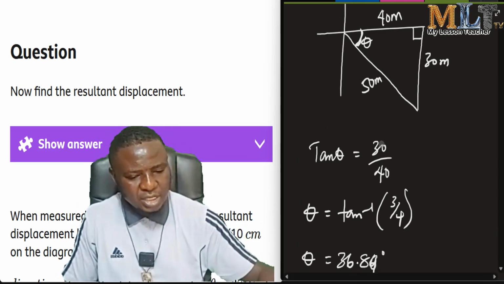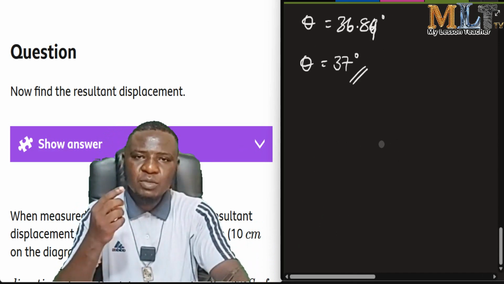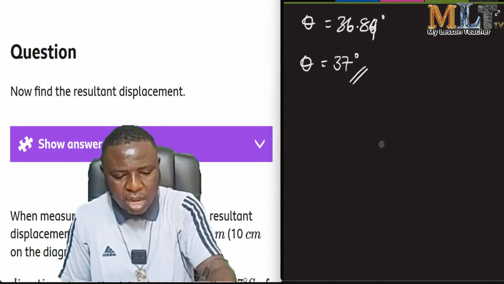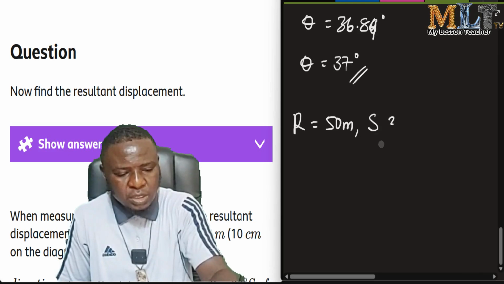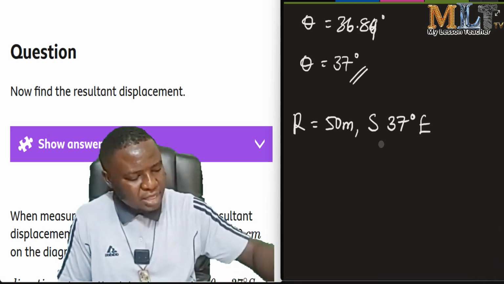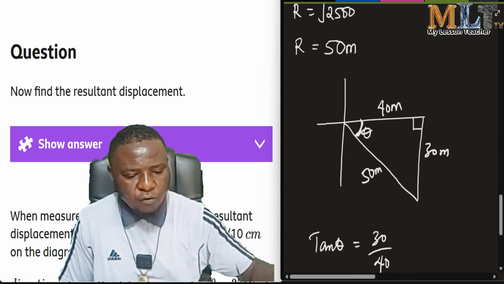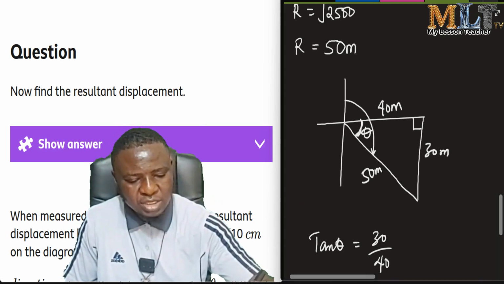So it therefore means that we can now give a total description of that vector in terms of magnitude and direction, as the resultant is equal to 50 meters, 37 degrees south of east.